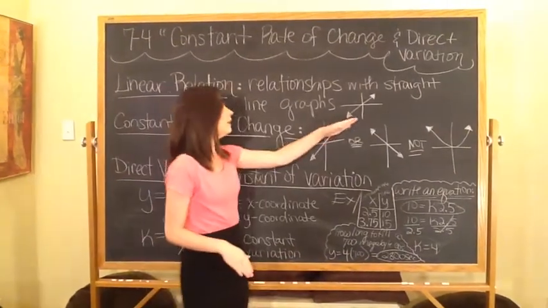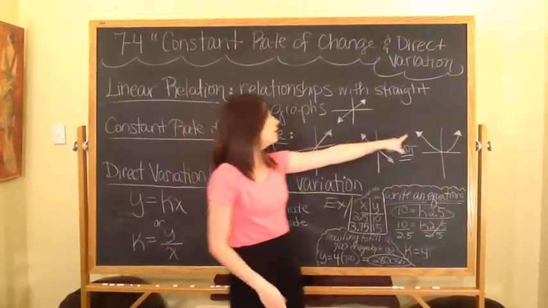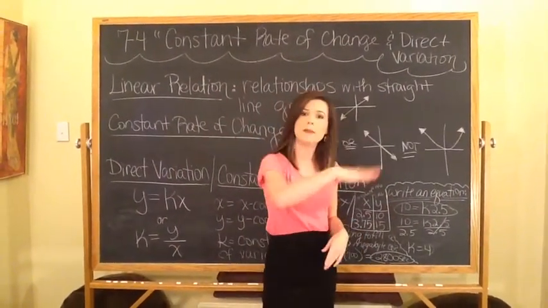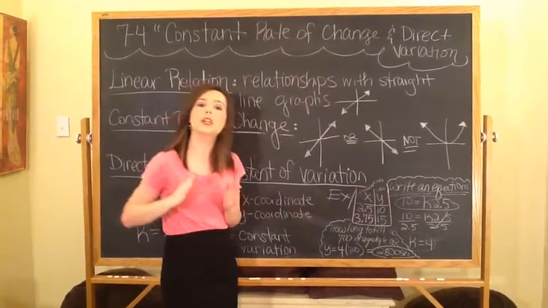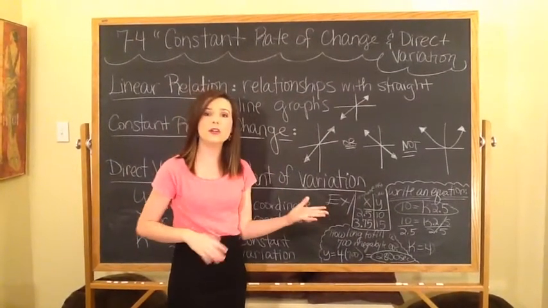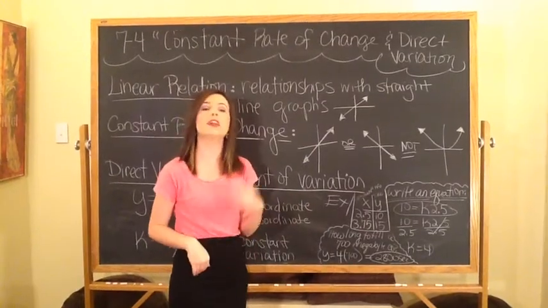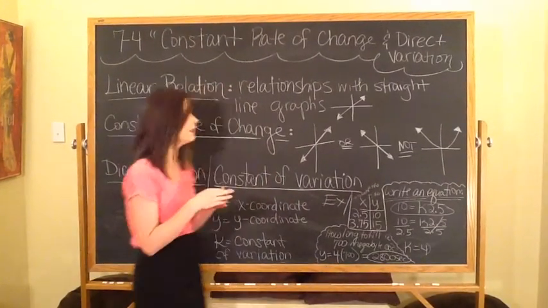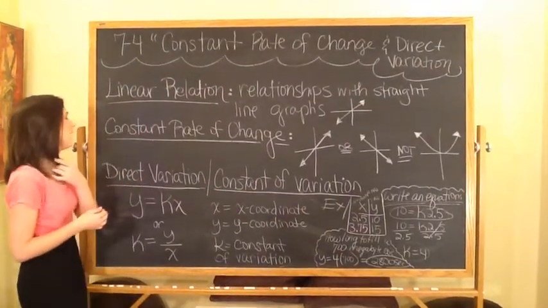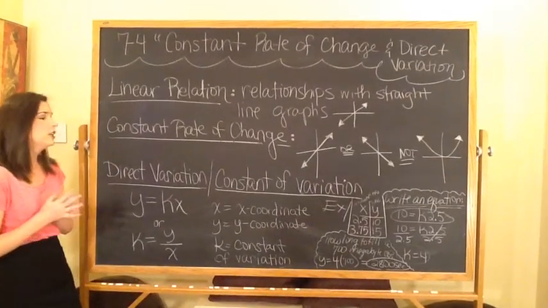So just going straight up like this, straight down like that, and it will not go up and down or anything like that. It's going to go in a straight line because as one increases, the other one increases, or as one decreases, the other decreases. Alright, so let's go ahead and look at the direct variation and constant variation.